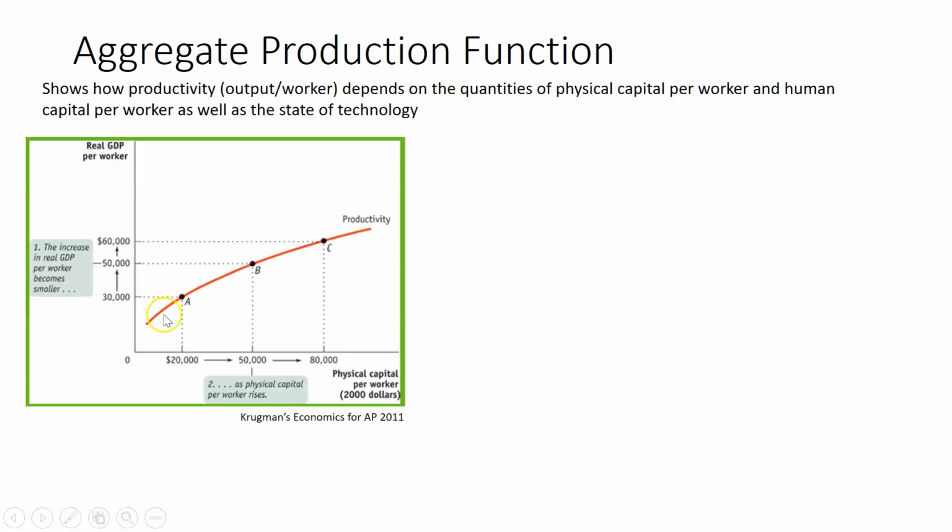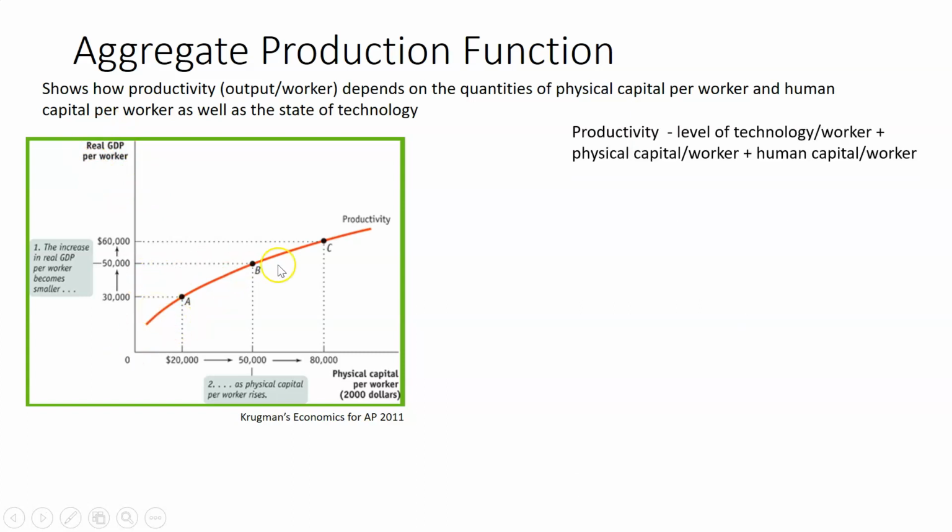So this aggregate production function here, if you notice, you have your physical capital per worker on the horizontal axis, and you have the real GDP or real output per worker on the vertical axis. Productivity that you see being measured here is the combination of technology per worker, physical capital per worker, and human capital per worker. Notice that as physical capital per worker is increasing, so is the real output per worker.